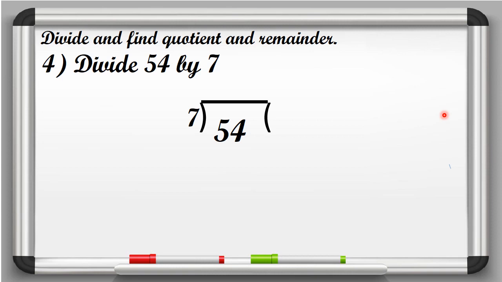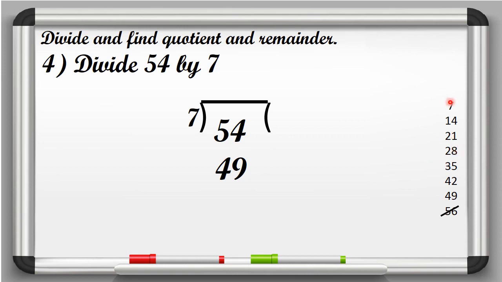Okay, so let's start. 7 ones are 7, 7 twos are 14, 7 threes are 21, 7 fours are 28, 7 fives are 35, 7 sixes are 42, 7 sevens are 49, 7 eights are 56. So here we will stop. Okay, 56 is the greater number than 54. So we need to cut 56. Okay, beta. Now which number we have to write? 49 below 54. So here we will write 49. Okay.